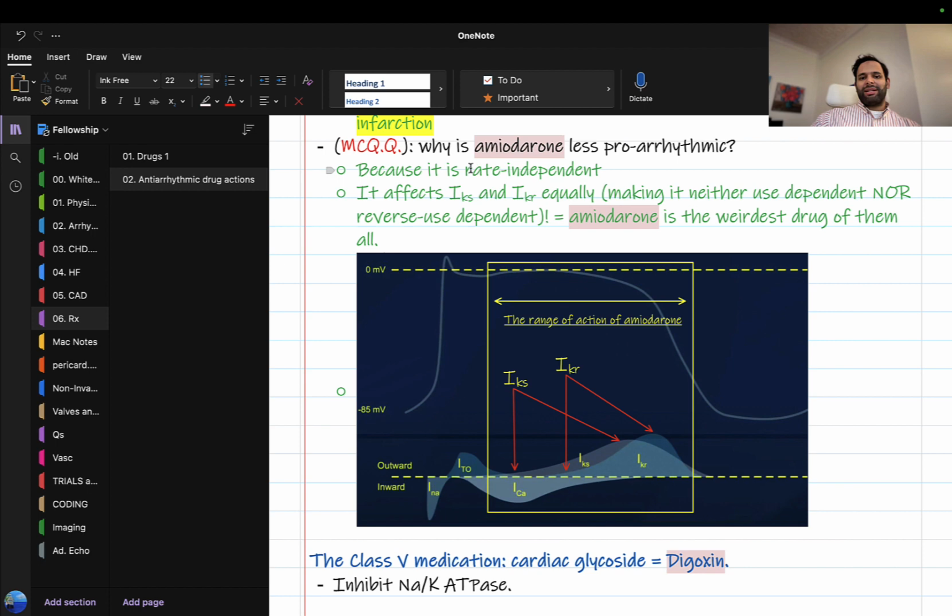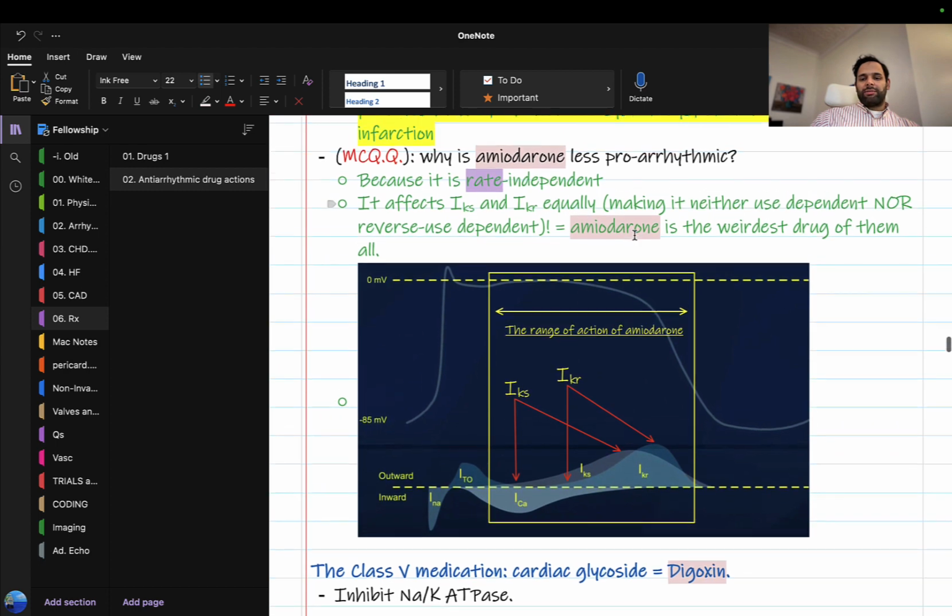So its rate dependency means it works well in the IKS phase, and it works well in the IKR phase, and so it gives a longer duration of action that can include anywhere between phase 2 and phase 3. And so it is neither use dependent nor reverse use dependent. That's why we give it this fancy name of rate dependency, because when it's working here, it's use dependent, and when it's working there, it's reverse use dependent. So that again explains why amiodarone.